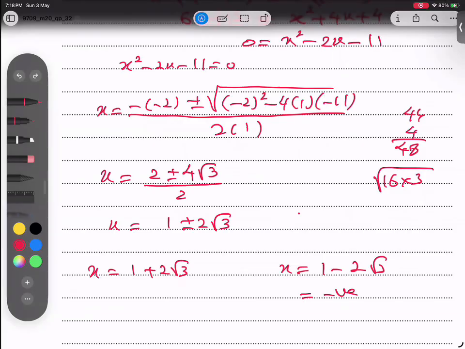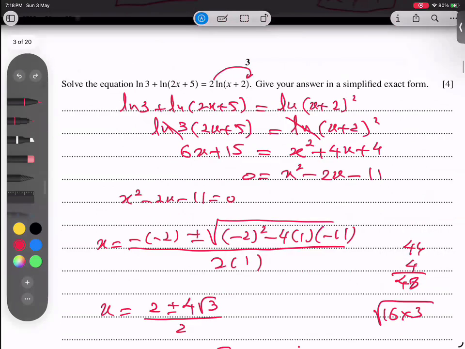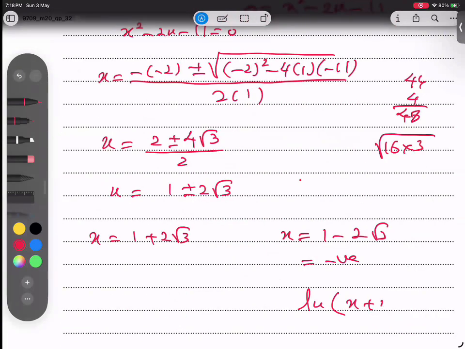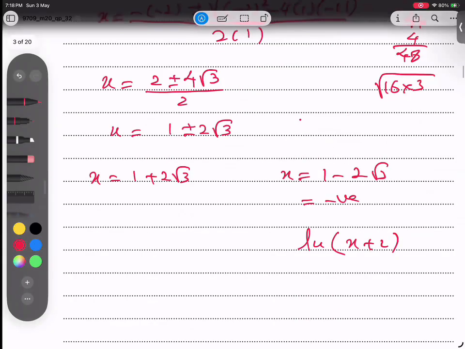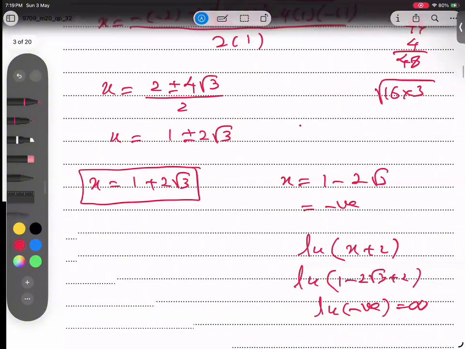So when I plug in x plus 2, students, what is the story here? X plus 2, so check it. When I plug in this whole value in the place of x, 1 minus 2 root of 3 plus 2, we will check it in the calculator. 3 minus 2 root of 3 is coming with a negative answer. So log of a negative answer is what? Infinity, so ignore. So this is our final answer, and I hope the concept of the question is completely clear.